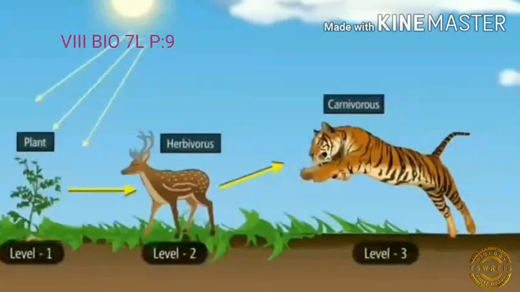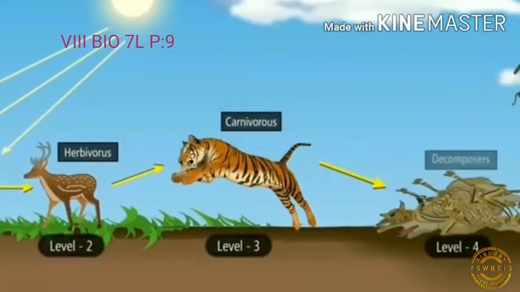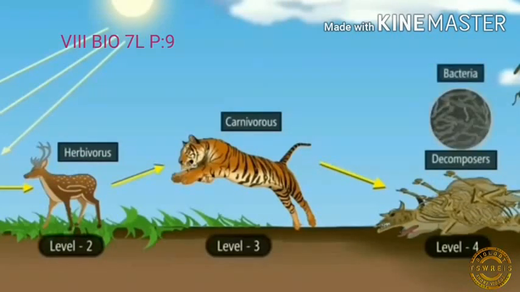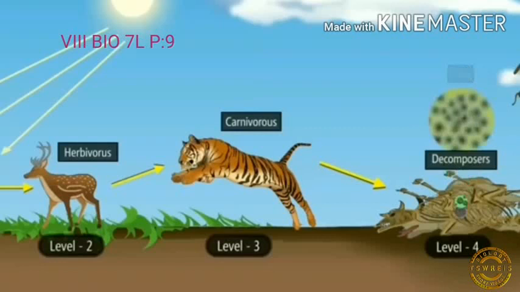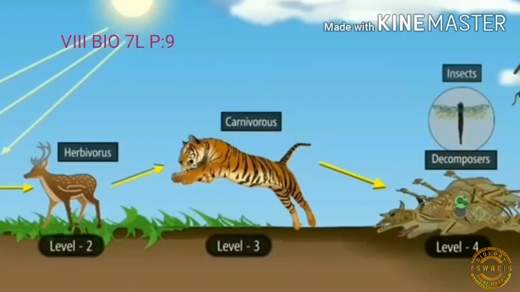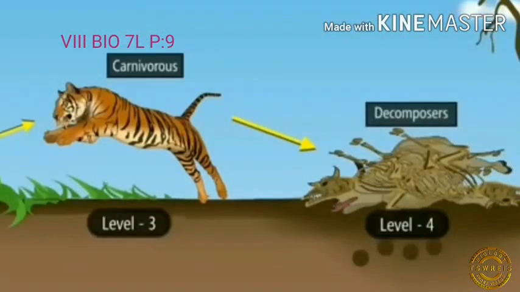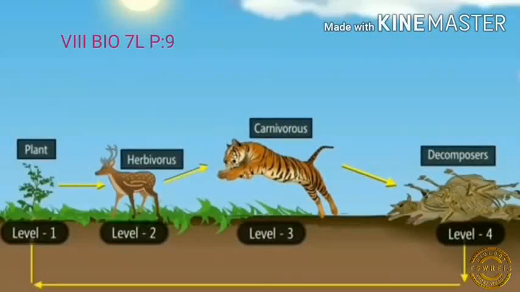When these consumers and producers die, immediately the decomposers like bacteria, fungi, mold, worms and insects act on these decaying materials and decompose the organic matter into nutrients. These nutrients are mixed in the soil and given to the plants in a cyclic way.